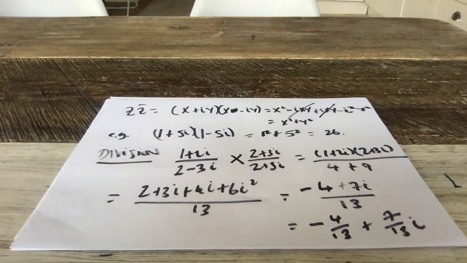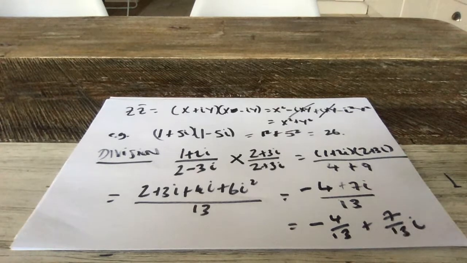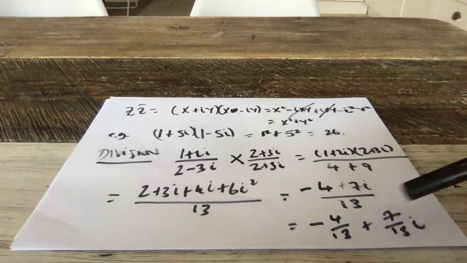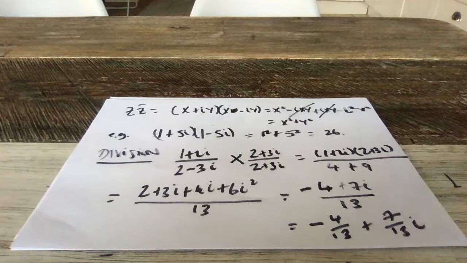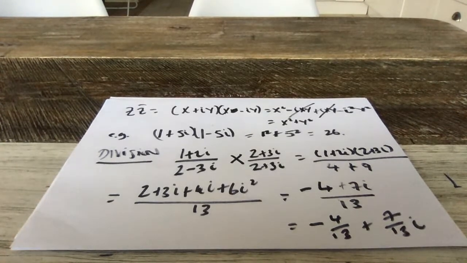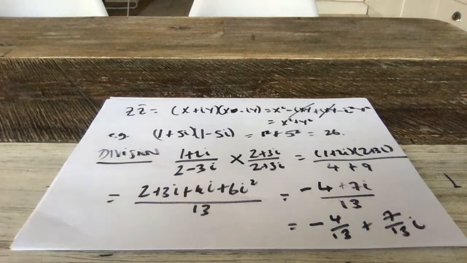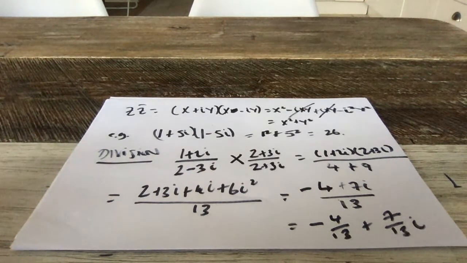So the reason why you multiply above and below by the conjugate is that you end up with a complex number. Remember what a complex number is: a number plus another number times i, which is exactly what we have here. This took people a while to figure out. It's not an obvious thing to do, but this is what you do. And so the real part here is minus 4 over 13, and the imaginary part is 7 over 13. So there you are. That's division.